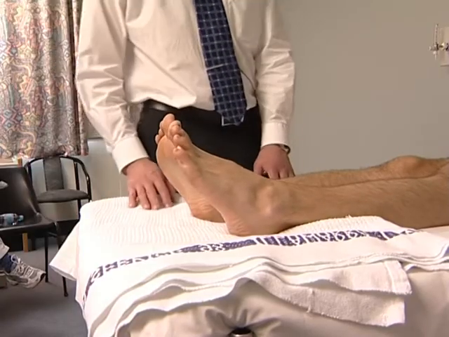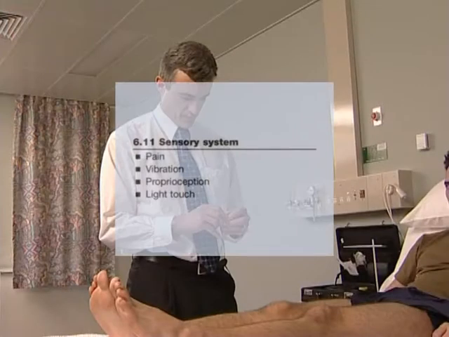Okay. Now test the sensory system. As for the upper limb, test for pinprick sensation first in each dermatome, comparing the right with the left side. Map out any abnormality and decide on the pattern of loss.